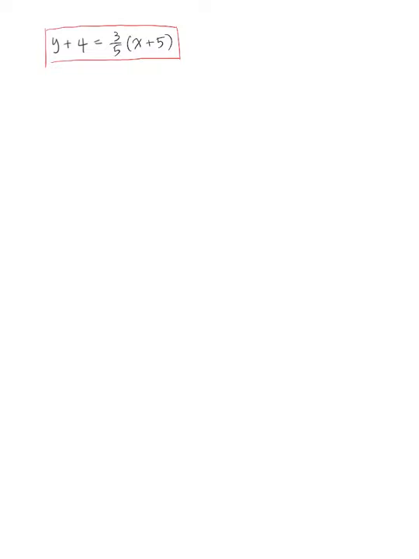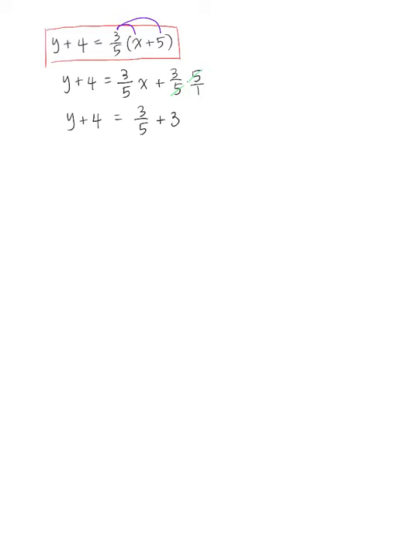So step 1, I'm just going to go y plus 4 equals, distribute the 3 over 5 to each term. Do you see what I'm doing? I'm going to distribute 3 over 5 to each term to get 3 over 5 times x plus 3 over 5 times the 5. Now remember, 5 is the same thing as 5 over 1, right? So what can I do? I can cancel these 5s. Now let's do this step by step. So you have y plus 4 equals 3 over 5 x and then plus 3.